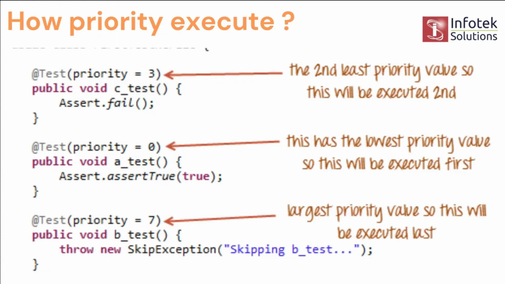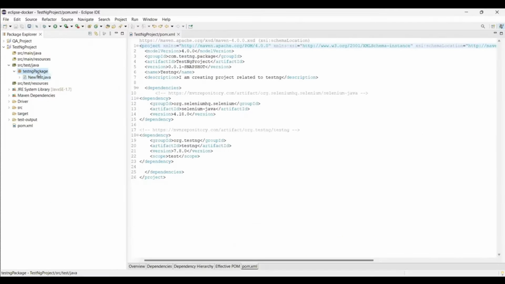Usually we give the numbers in sequence, but if someone gives random numbers that are not in sequence, remember the lowest value will execute first, then the next one in sequence, and at last the highest one. That's how the complete scenario is. Now let's try this in real time.